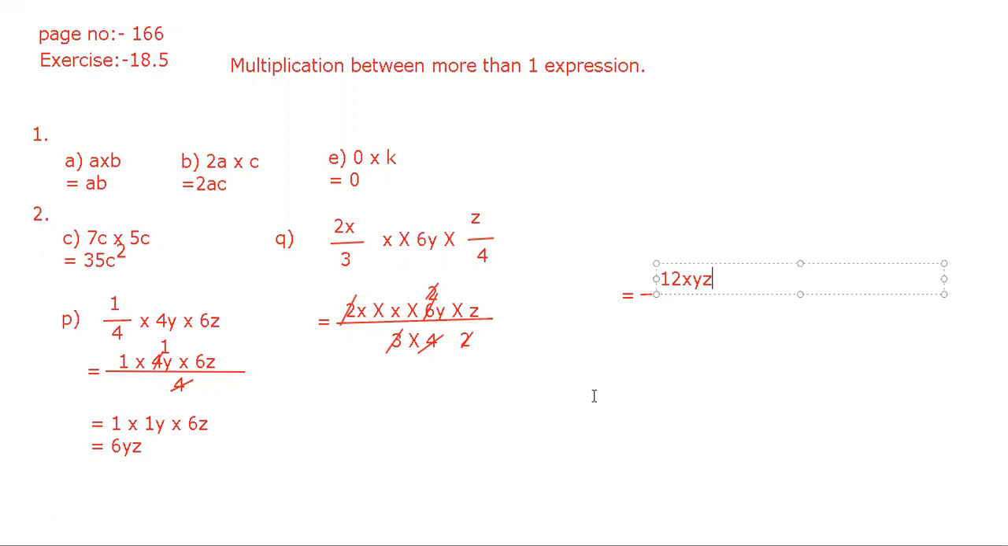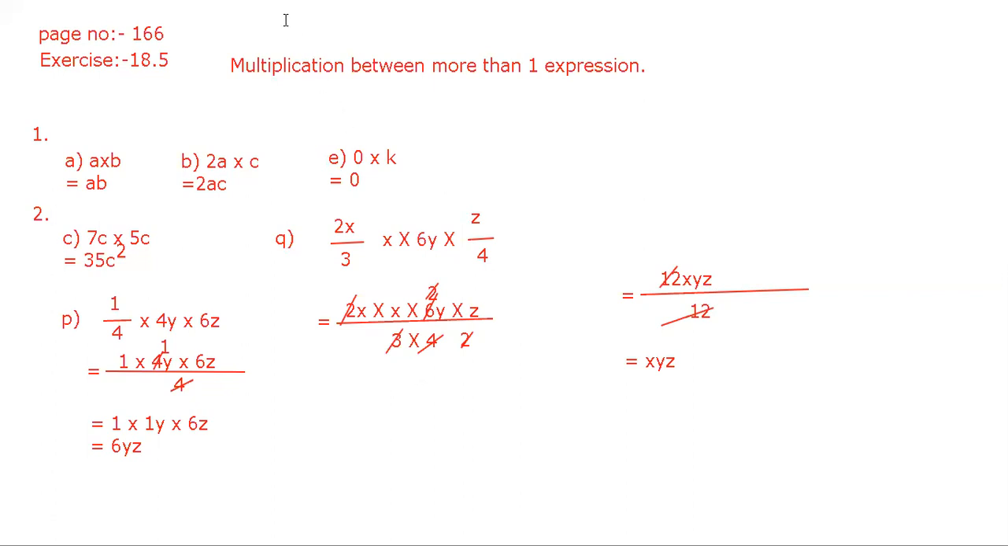In the denominator, 3 times 4 is 12. Now you can cut this 12 and the upper 12. Our answer comes: 12 is already cancelled, and only x, y, z remains. This is the answer.